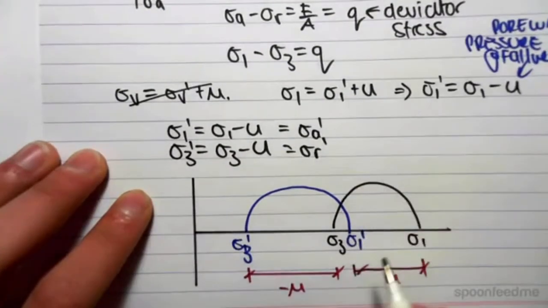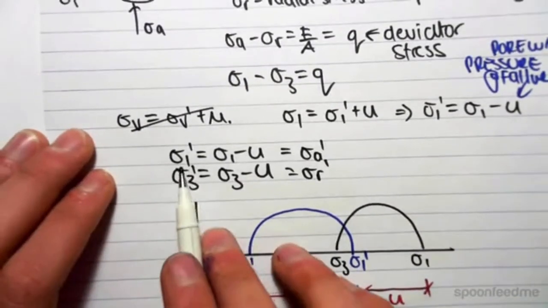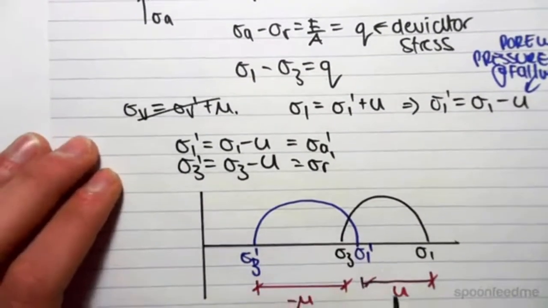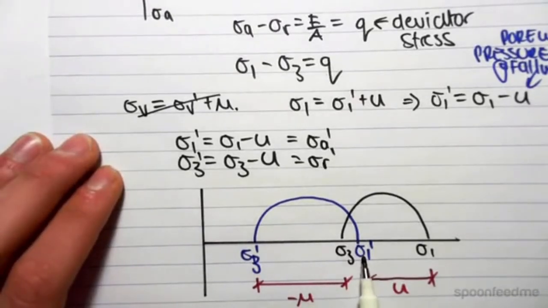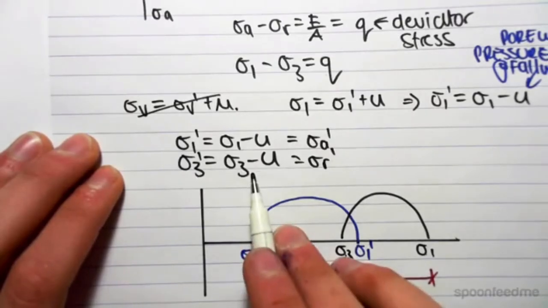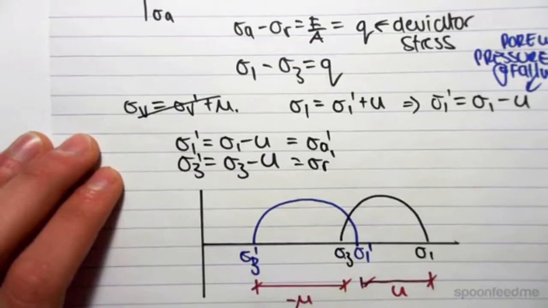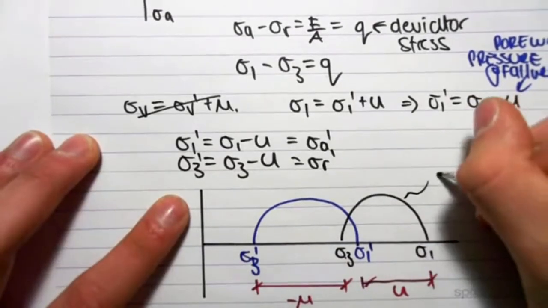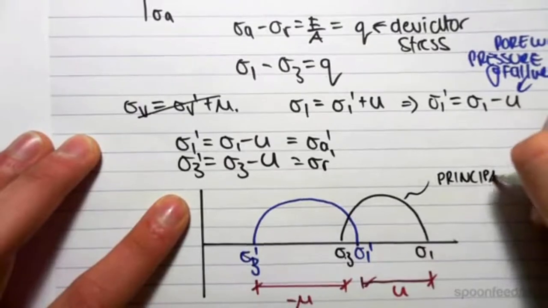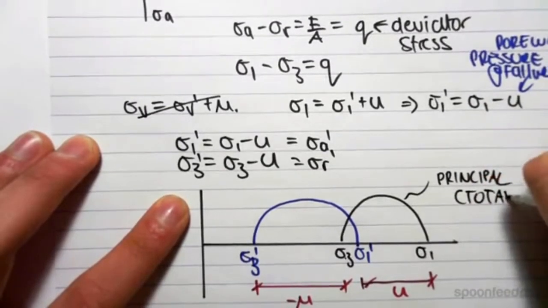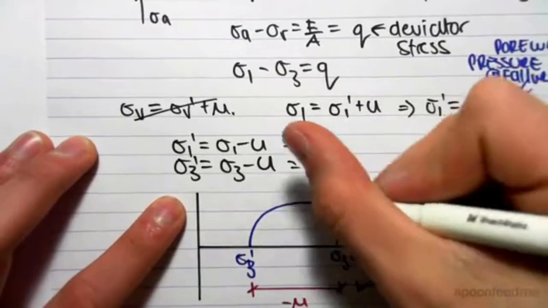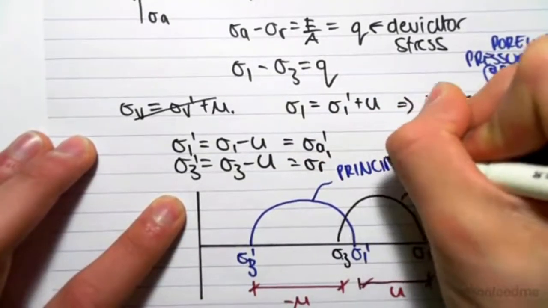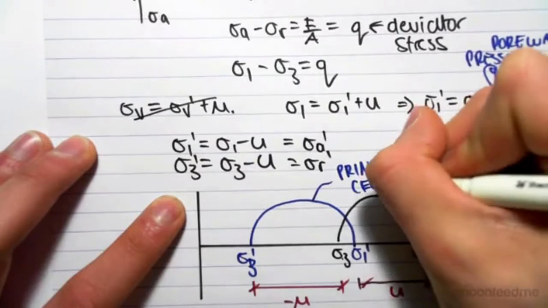So sigma 1 dash equals sigma 1 minus U, and we've shifted our circle to here. And sigma 3 dash equals sigma 3 minus U, as given by the effective stress formula. So this circle gives us our principal stresses in terms of the total stress, and this one gives us the principal stresses in terms of the effective stresses.